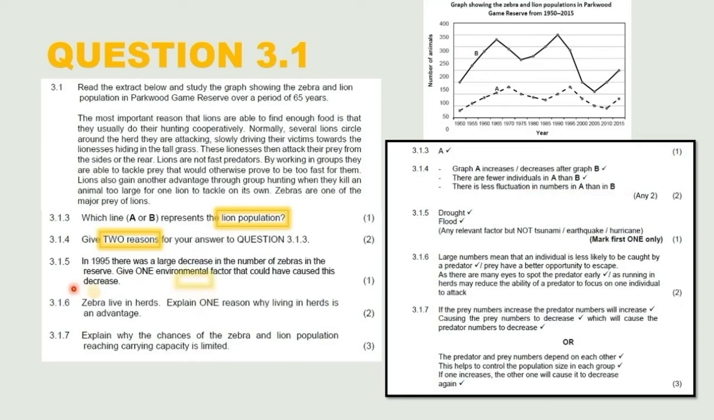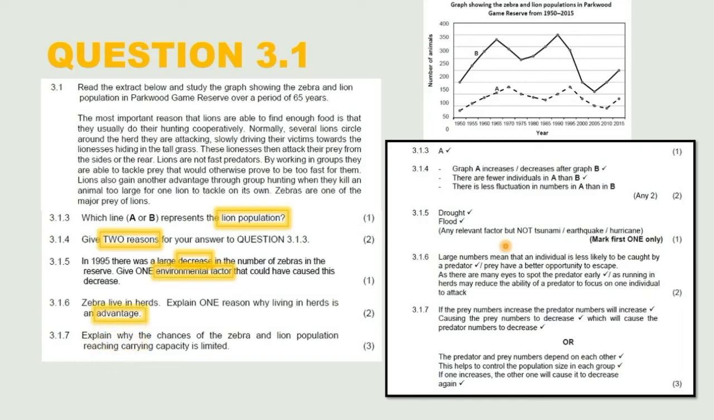Question 3.1.5. In 1995, there was a large decrease in the number of zebras in the reserve. Give 1 environmental factor that could have caused this. So this specifically is an environmental factor. It's a drought or a flood or any factor that can influence it: an earthquake, a hurricane, even diseases.